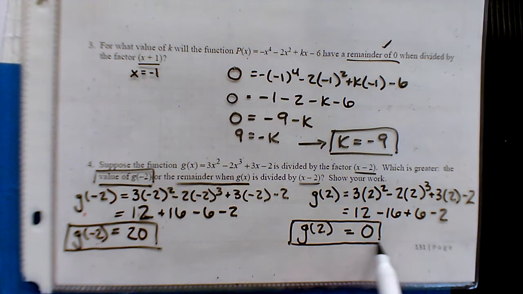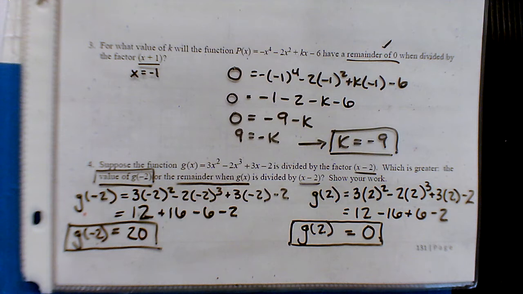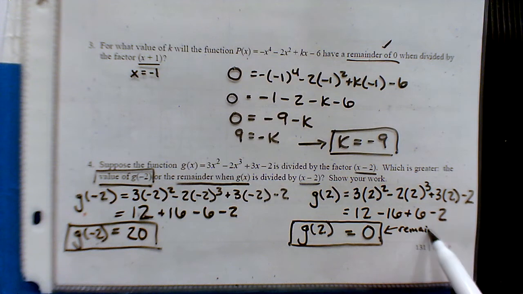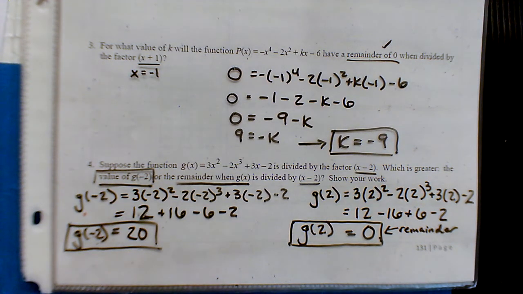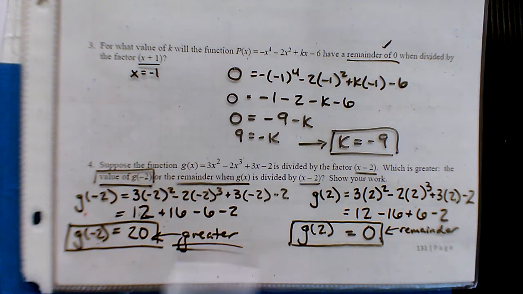Does 0 sound about right? Yep. Double check my work. Okay, so this 0 is your remainder, if you were to actually go through the division process with x minus 2. So now that we know both values, which one's greater? We have 20, we got 0. Clearly we know 20 is greater.